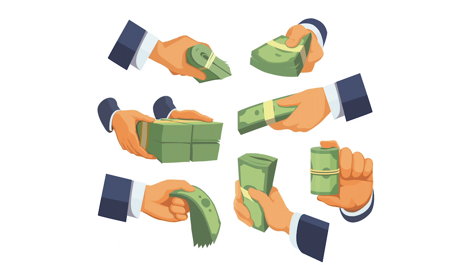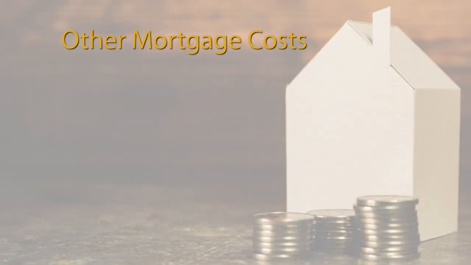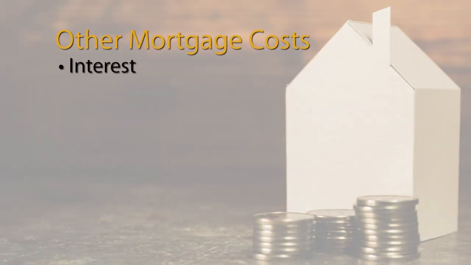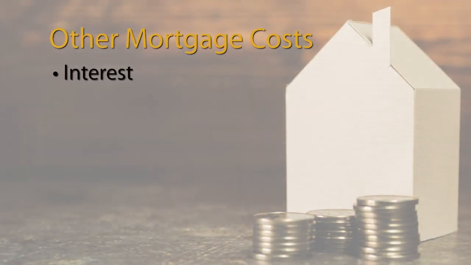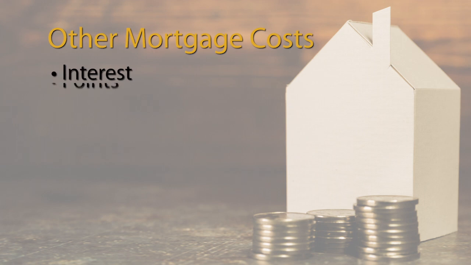The down payment is the cash you pay to buy your house. If your down payment is a lot, you borrow less money. Other costs associated with a mortgage include interest, or the money lenders charge you to use their money. Points: if you pay a lot of cash to buy a house, you receive a lower interest rate. As a result, you will pay less money over time.